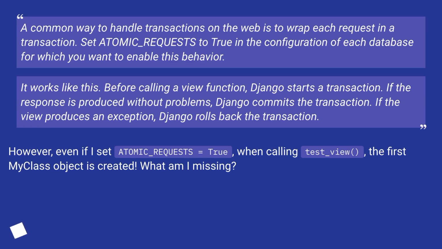However, even if I set atomic_requests equals true, when calling test_view, the first MyClass object is created. What am I missing? Note, I'm using Django 1.7.